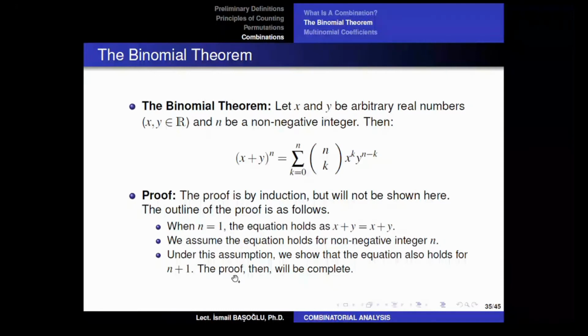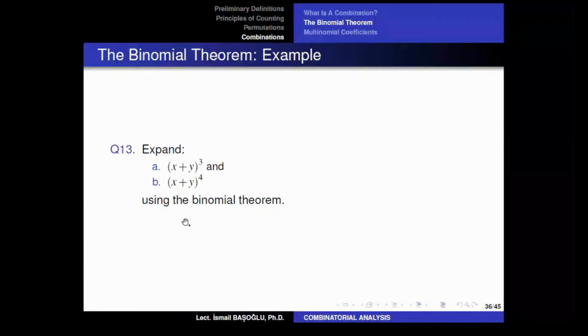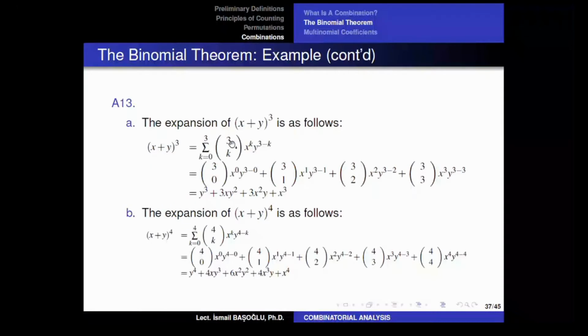Now, we can use the binomial theorem to expand these two numbers, (x + y)^3 and (x + y)^4. And how do we do that? We can basically use the formulation where k changes from 0 to 3, and we have 3 choose k times x to the power k times y to the power 3 minus k. We can simply plug in the k values in each of these 4 components in the summation, and that becomes y to the power 3 plus 3 times x times y squared plus 3 times x squared y plus x to the power 3.